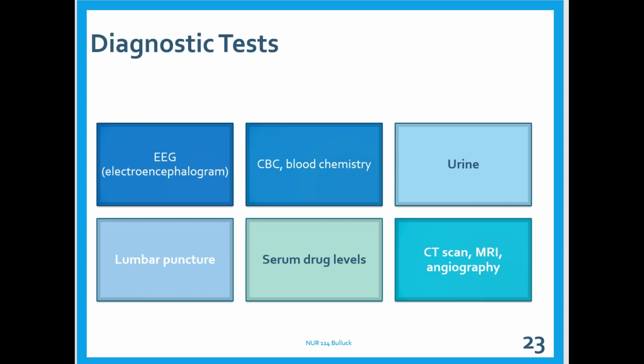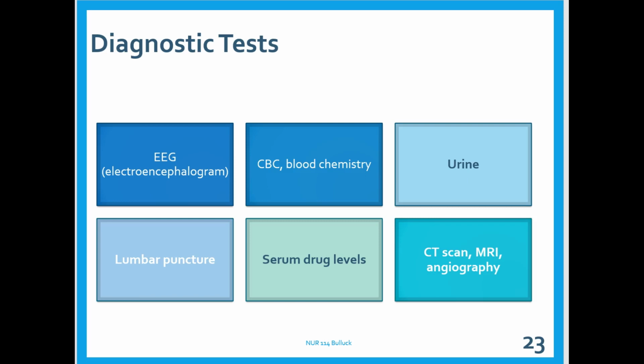A lumbar puncture would be done for someone who might have meningitis or some kind of infectious or viral process of the brain. Drug levels, absolutely. We want to make sure that A, you don't have any illicit drugs, but B, that if you're taking an anti-seizure medication, that it is therapeutic. We would test your urine.